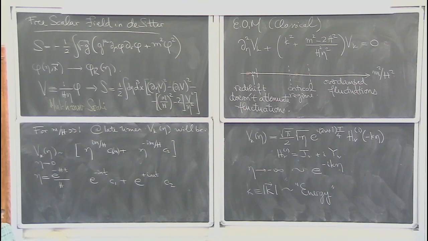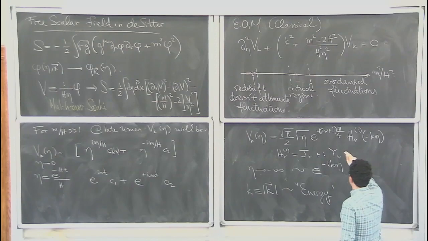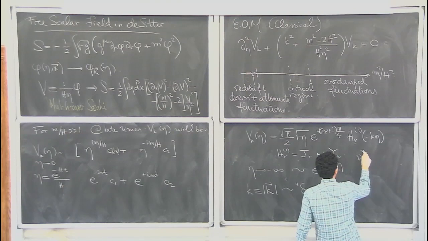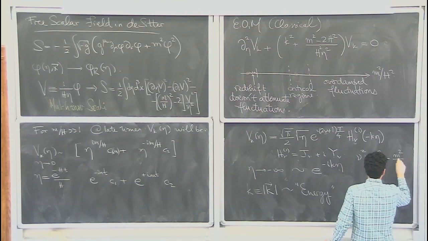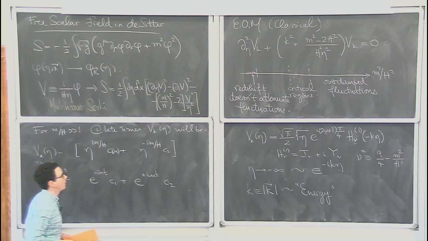This formula? This formula, I forgot to define what nu is, right? Nu is the mass of the particle written in a convenient way. Nu squared equals, sorry about that. Okay, so maybe that helps.